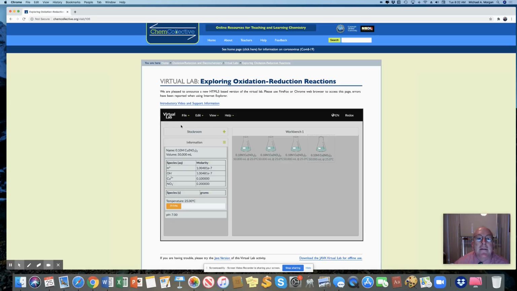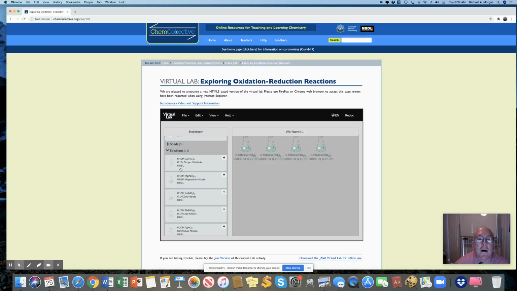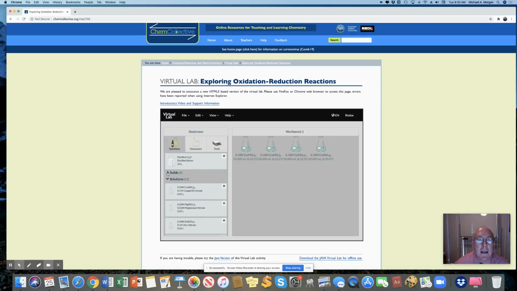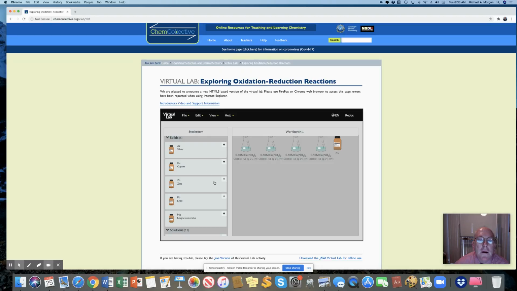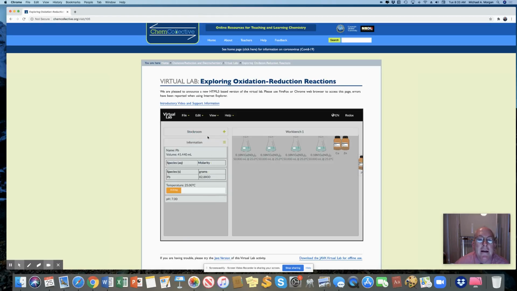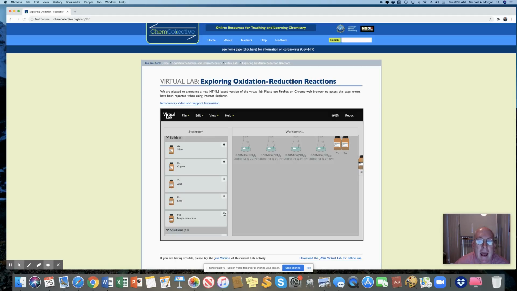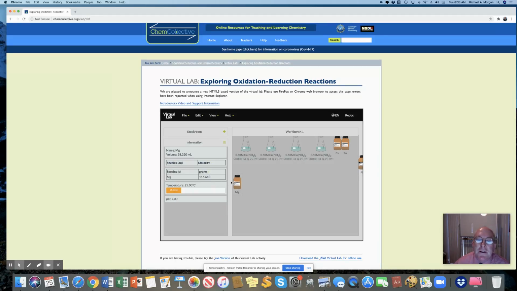Now, next thing, I'm going to go back and click on stockroom again. I'm going to go to solids. Now, I am going to choose copper, zinc, lead, and magnesium. Now, this is going to represent 1 row of the data table, as it shows in the lab.